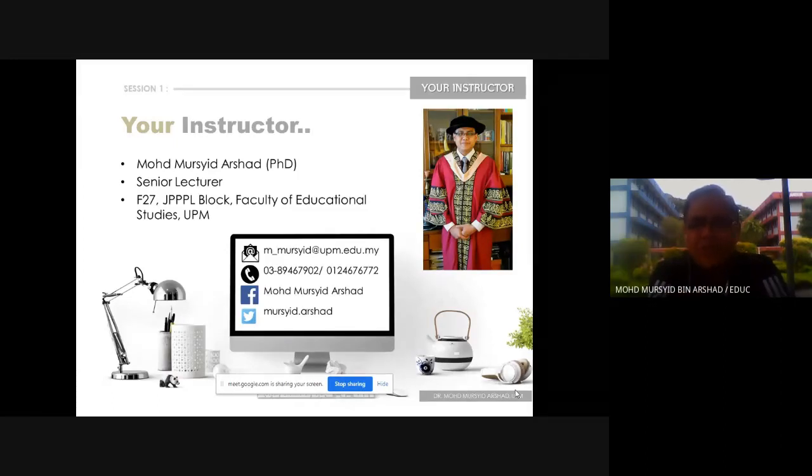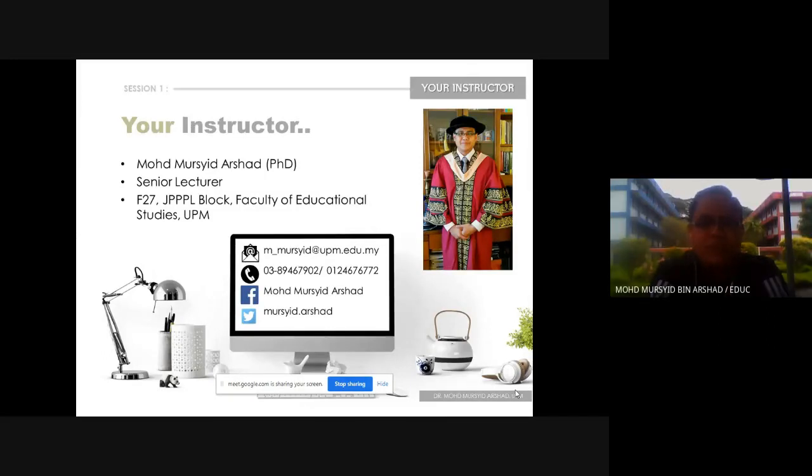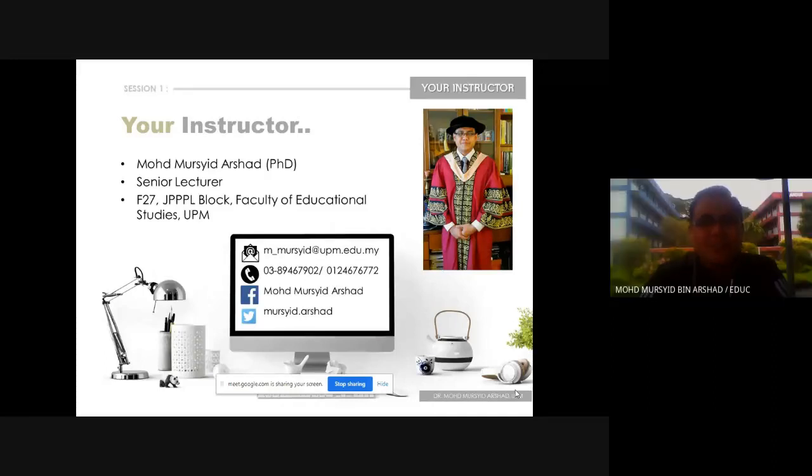This is my email and my phone number. I shared my personal phone number with you. If you have any inquiries, you can text me, no problem. And this is my Facebook, Muhammad Mursyid Arshad. I hope the number of friends will increase today. And I don't have a WeChat account. Please don't ask me about a WeChat account, if not, people will call me Budak WeChat. All right, this is about myself.